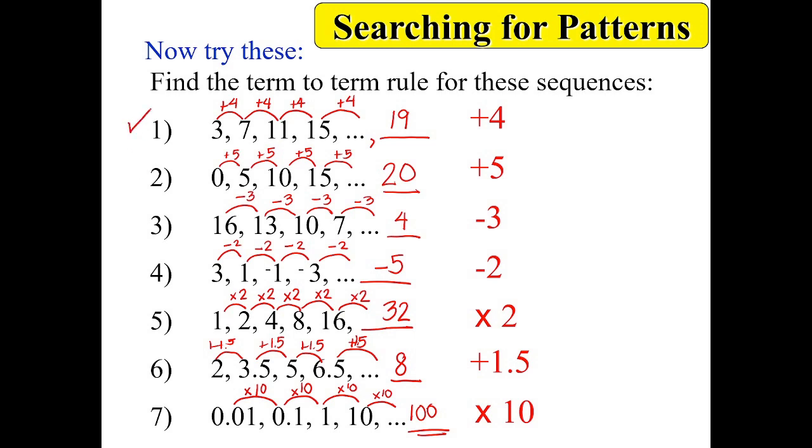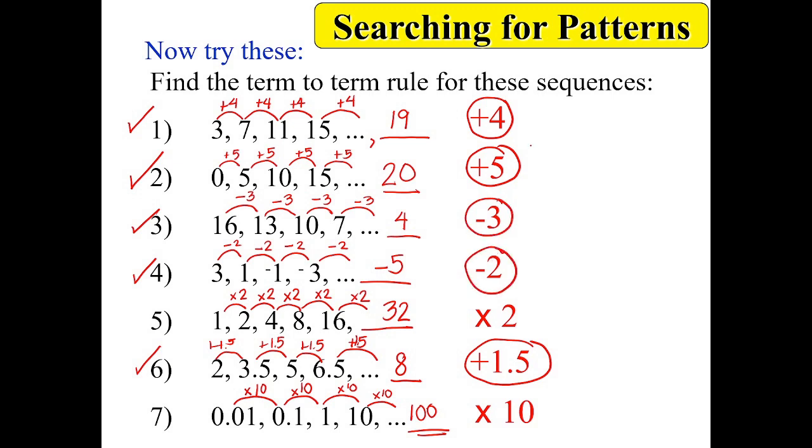Okay, that's totally right. Number 1 is an arithmetic sequence because it's plus 4. Number 2 is an arithmetic sequence. It's plus 5. Number 6 is an arithmetic sequence, plus 1.5. What about negative 3 and minus 2? Isn't addition just the opposite of subtraction? So I will also include subtraction for this. So plus negative 3, plus negative 2. So these numbers here, the number that is being added, meaning the constant number, you call this the common difference.